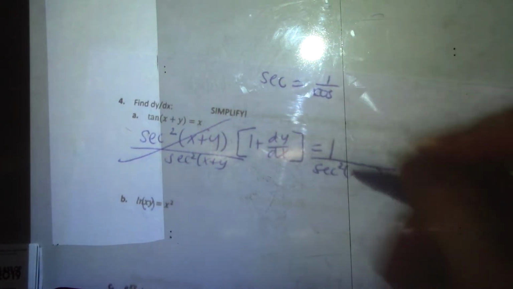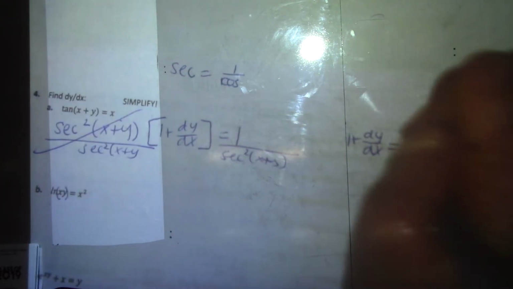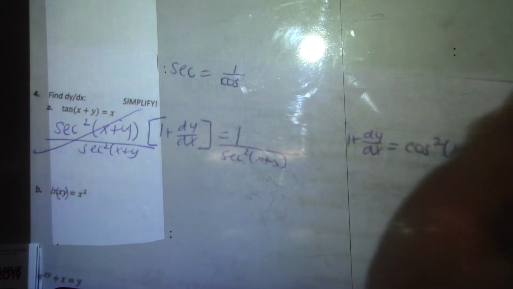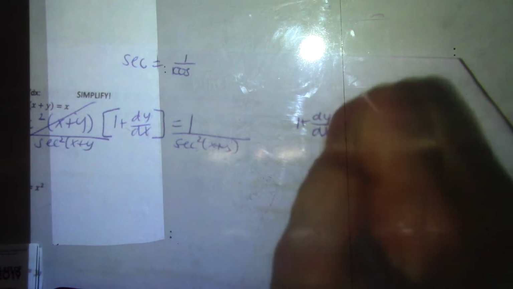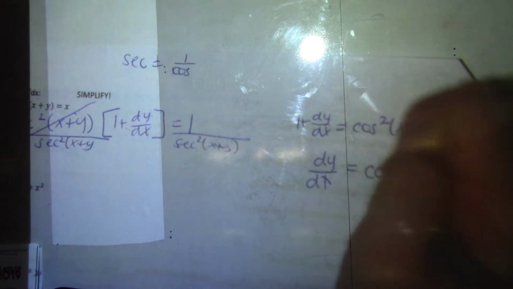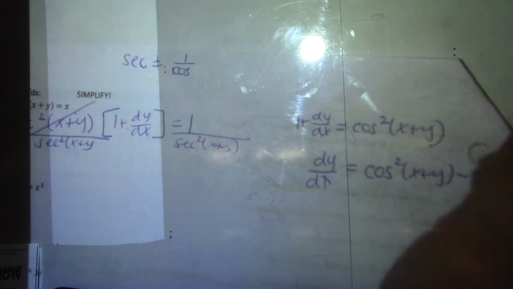Well, remember, the definition of secant is that it's 1 over cosine. So then when I do 1 over secant, that's 1 over cosine, which just gets me cosine back. Specifically, it gets me cosine squared of (x + y) back. And then to get dy/dx, you just subtract the 1 over. So this is cosine squared of (x + y) minus 1.